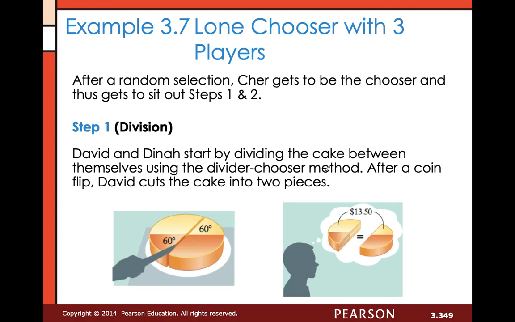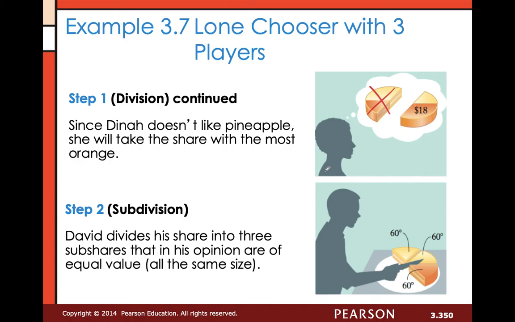Now notice that for the sake of evaluating this, we're making a 60-degree angle with both the different flavors. Since Dinah doesn't like pineapple, she's going to take the share with the most orange, which at this point is going to be valued at $18. Now, here comes the subdivision. David's going to divide his share into 3 subshares that, in his opinion, are of equal value. So all those are going to be the same size.